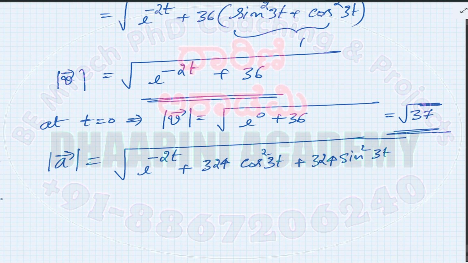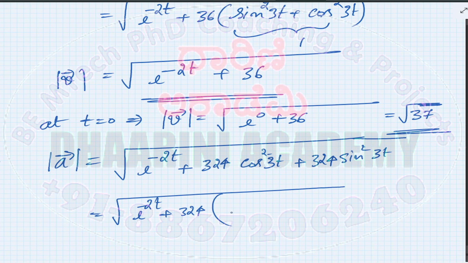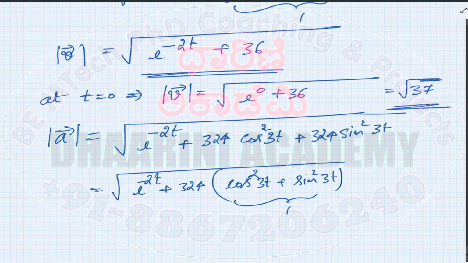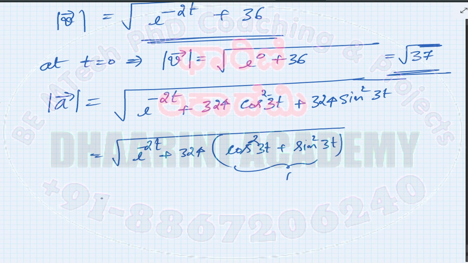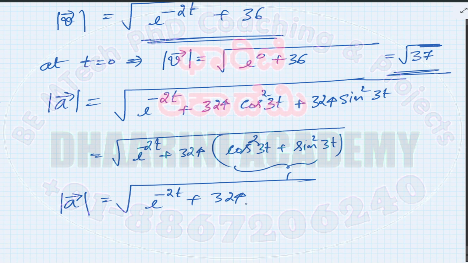Okay, now this is equal to, once again we can write this as e to the minus 2t plus 324 into cos square 3t plus sine square 3t. So this is 1 once again. Which means I can write the magnitude of a as root of e to the minus 2t plus 324.